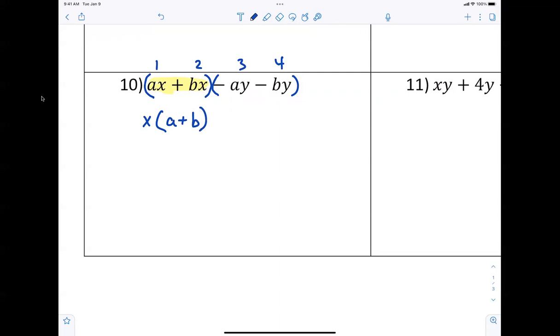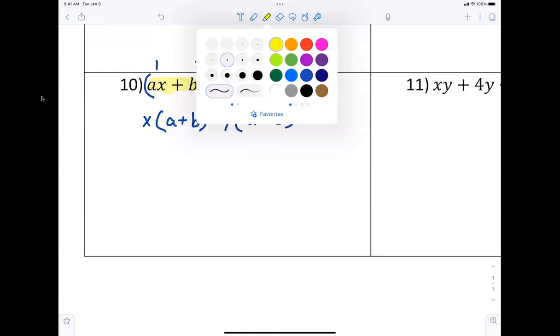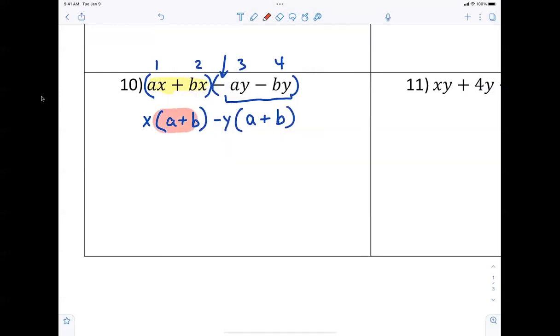Now, here's where everybody's got to listen to me carefully. What's common in here? The leading coefficient determines whether it's a positive or a negative. So I must factor out the negative Y. When I factor out a negative Y, the signs change. And so what's left behind? A plus B. If you've done it correctly, the expressions in parentheses must be the same. It's not correct if they're not the same. So technically you're factoring twice here.